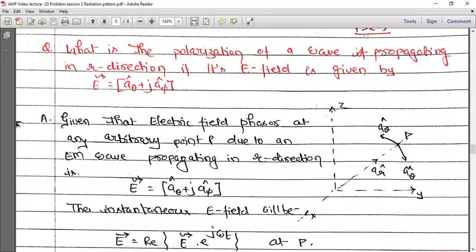Okay, so this is our third question. In the third question, we have to find the polarization of a wave. So the question is, what is the polarization of a wave propagating in r direction? R direction means the direction from origin to point of propagation. So in r direction, its electric field intensity phasor is given by E equals A theta plus j A phi.